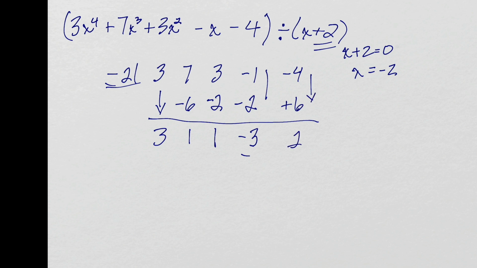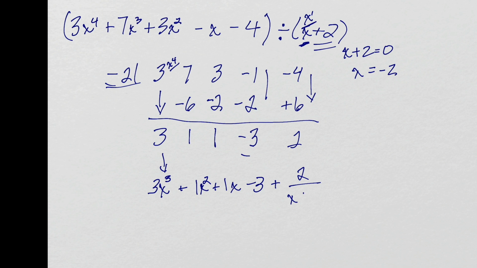So what that tells me is I started with an x to the fourth, and I divided by a linear, x to the 1. So this final expression is going to be a quartic divided by a linear, which is going to leave us with a cubic. So 3x cubed plus 1x squared plus 1x minus 3, plus the remainder of 2 all over the initial divisor of x plus 2. And there we have an example with synthetic division.